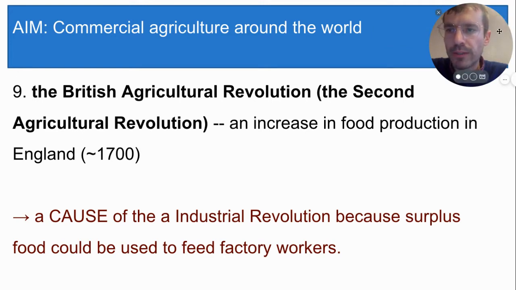And that's because the surplus of food that was created during the British Agricultural Revolution meant that fewer people needed to work as farmers in order to produce enough food for everyone. So later, when the farmers started to give up farming and move to cities to work in factories, there was still plenty of food to feed all the new factory workers, even though they weren't farming anymore.